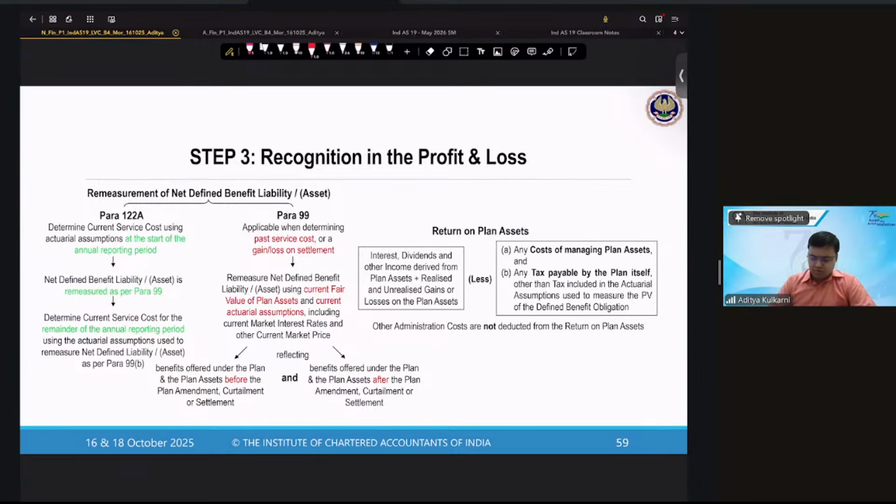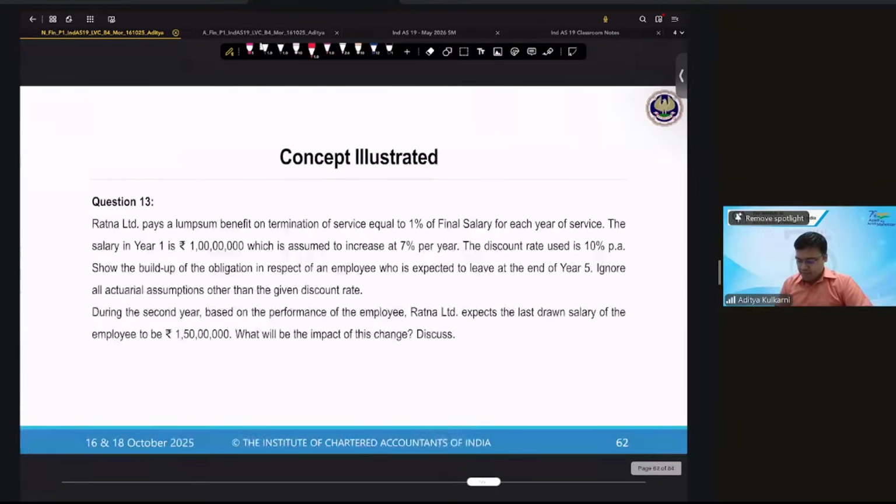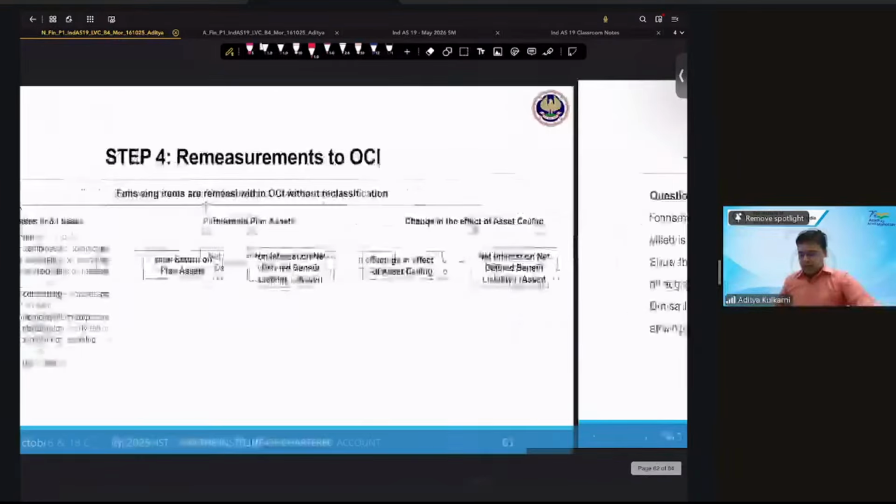This we will see with the help of an example. I'm moving forward to an example for you. Then we can come back to that slide.